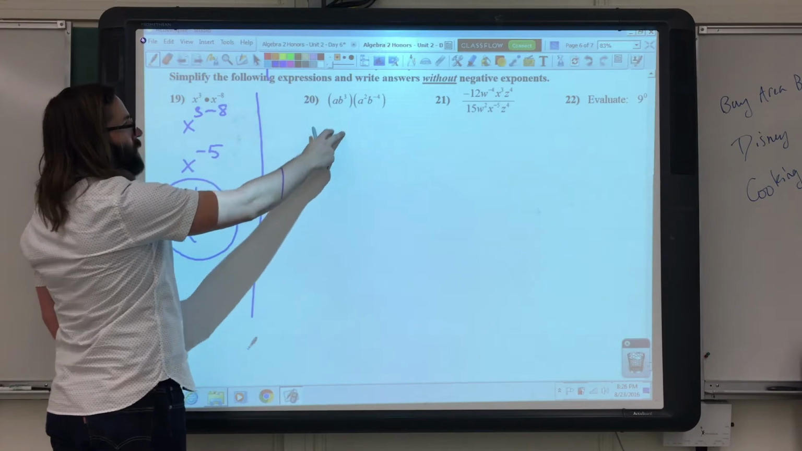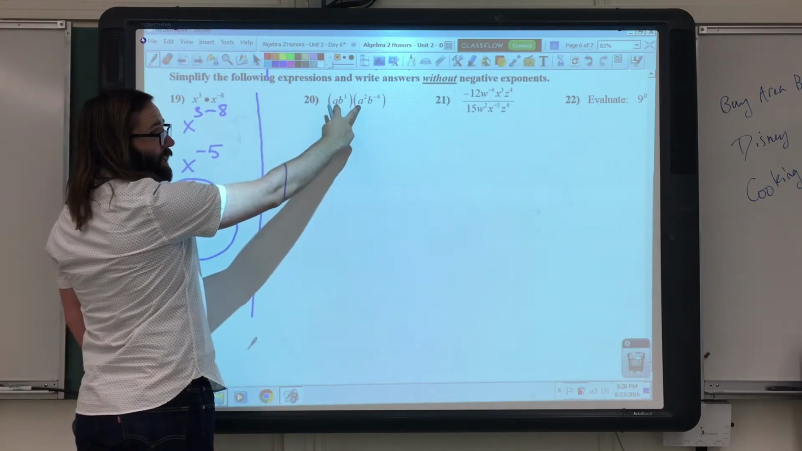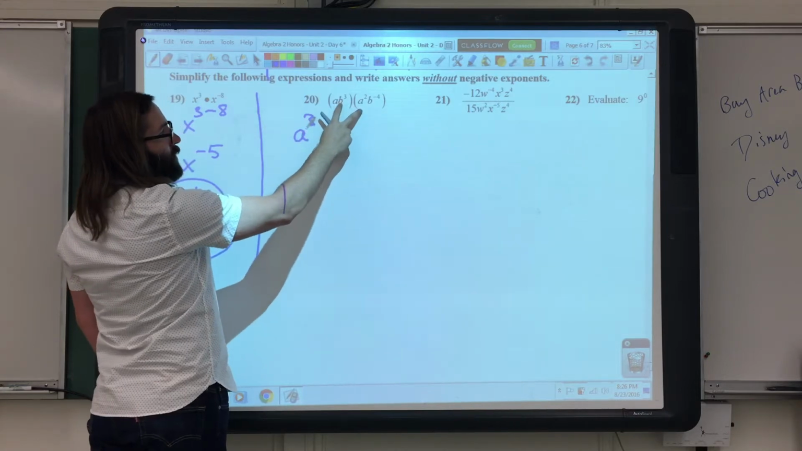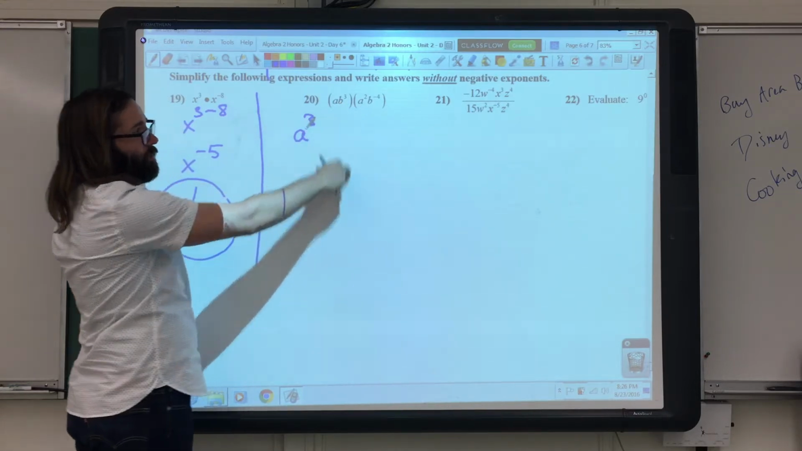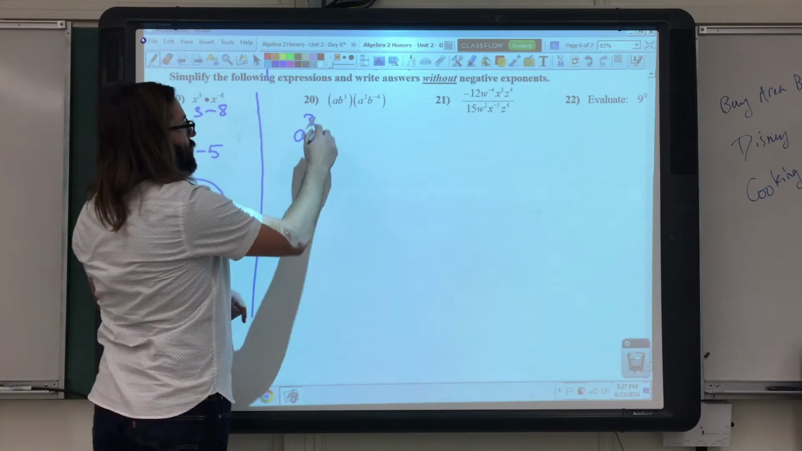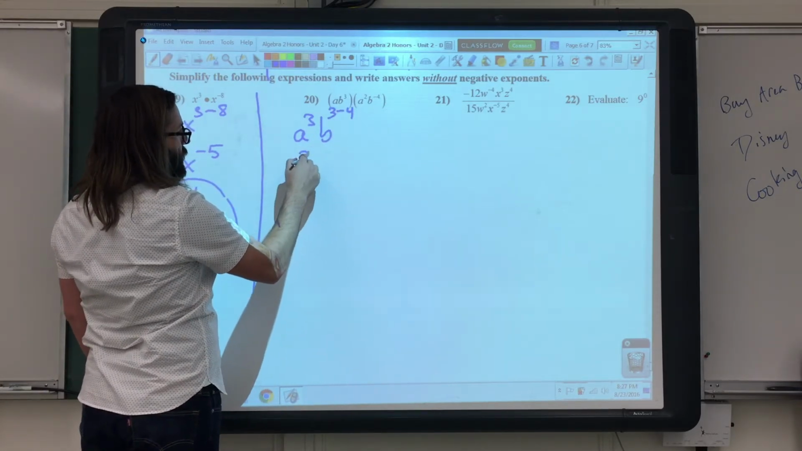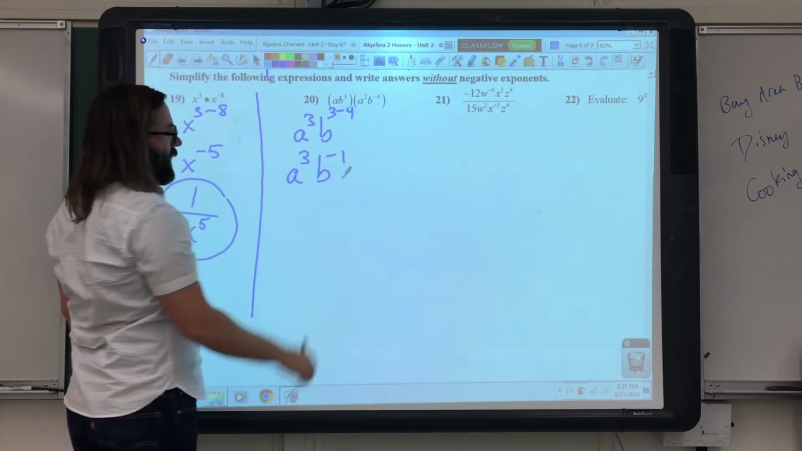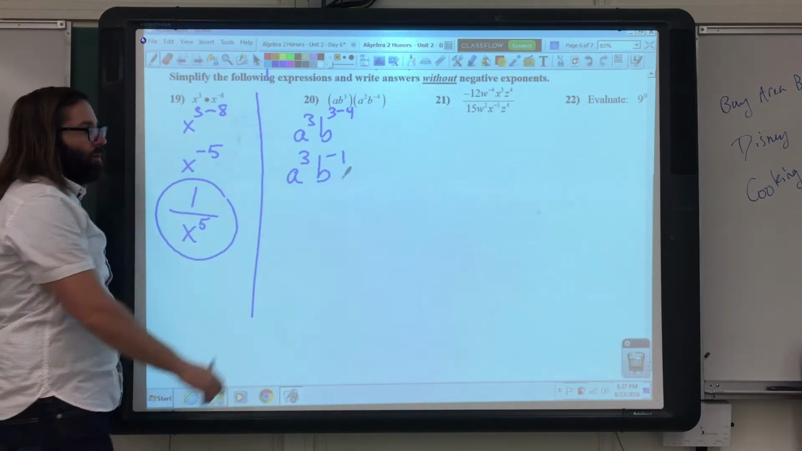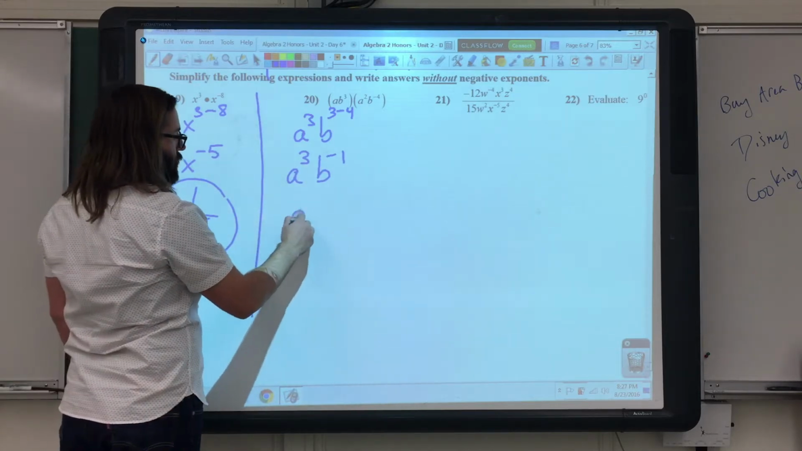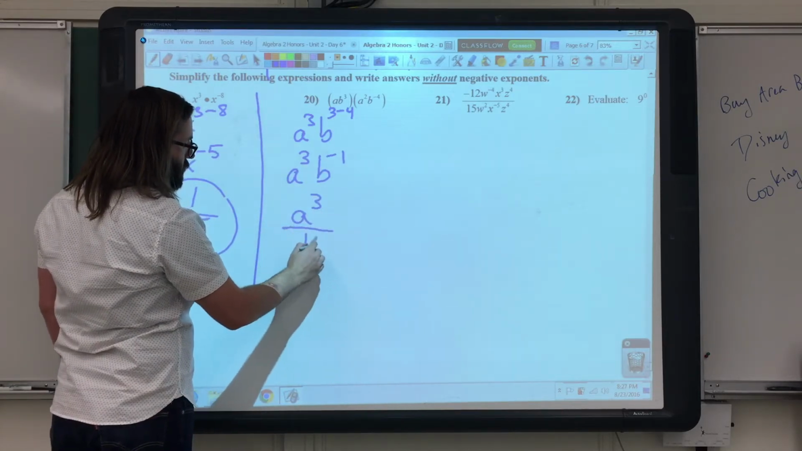Okay, number 20. Same base for the a's, so you add the exponents, so a cubed. You have this b, same base, so we add them, 3 minus 4, which is really a cubed b to the negative 1. This b is going to flip, so you get a cubed over b.